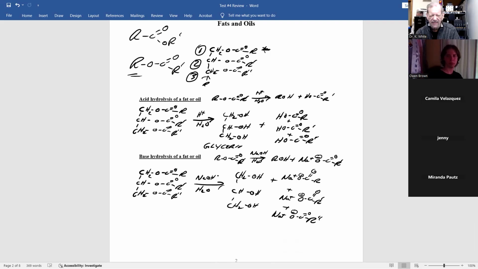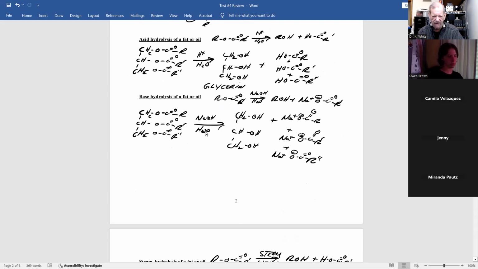But since I worked at a company that made about 100 million pounds a year of glycerin, and roughly 100 million pounds a year, maybe even more, of the carboxylic acids from fats and oils, it's nice to talk about it. And you get these three different carboxylic acids depending on what our prime and our double prime are.